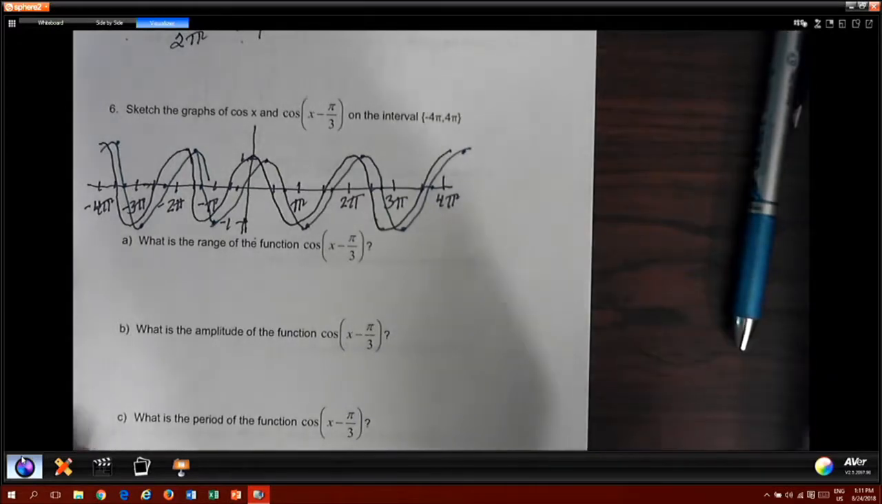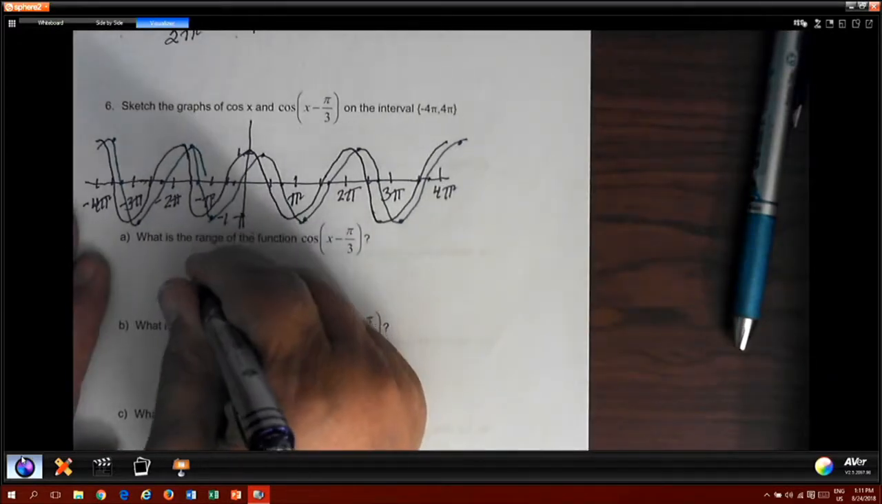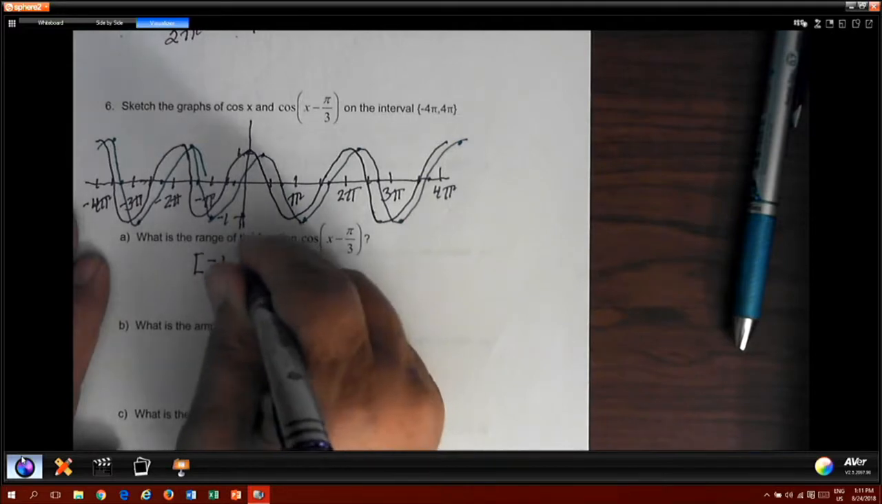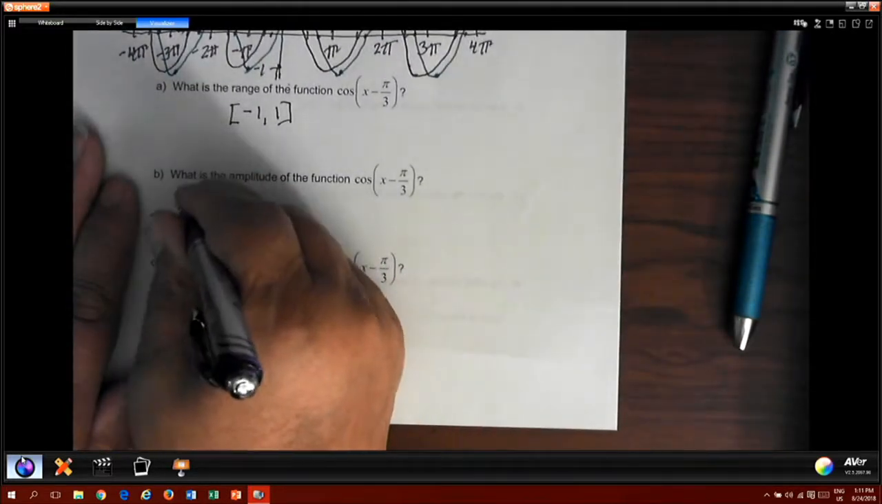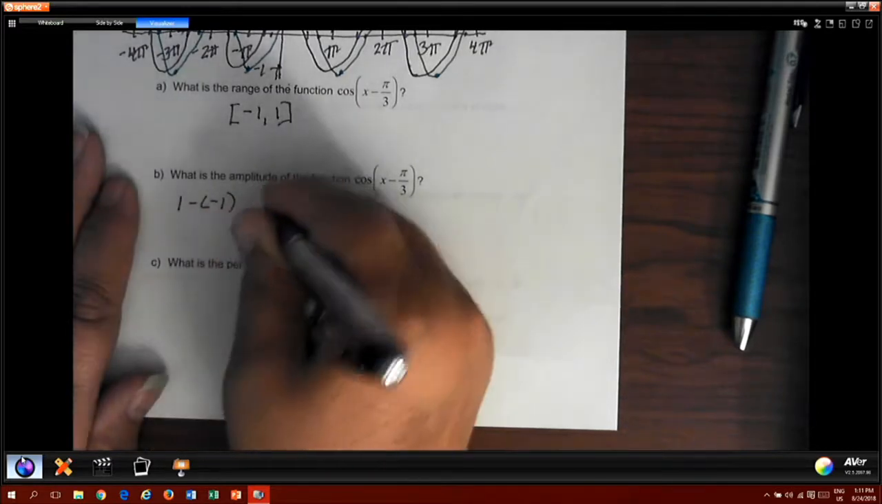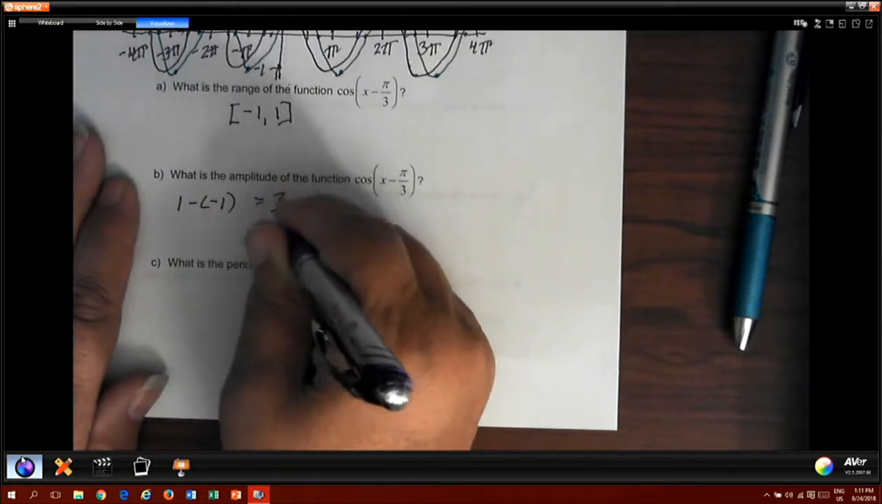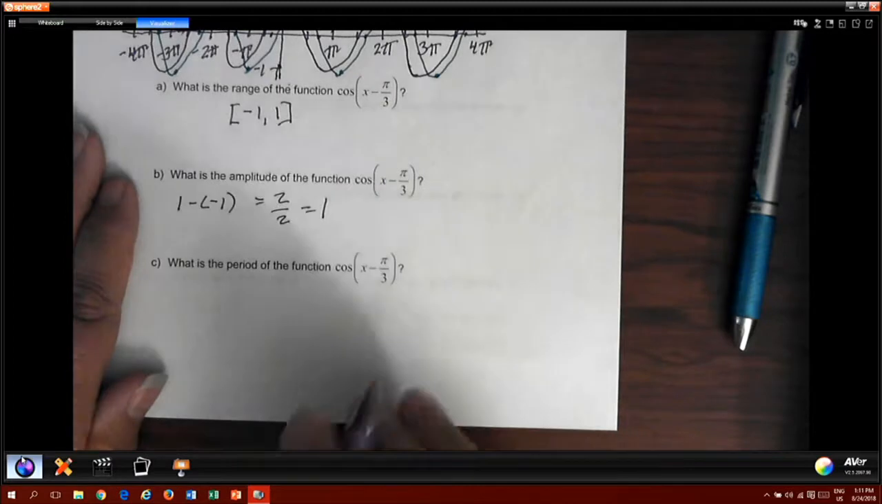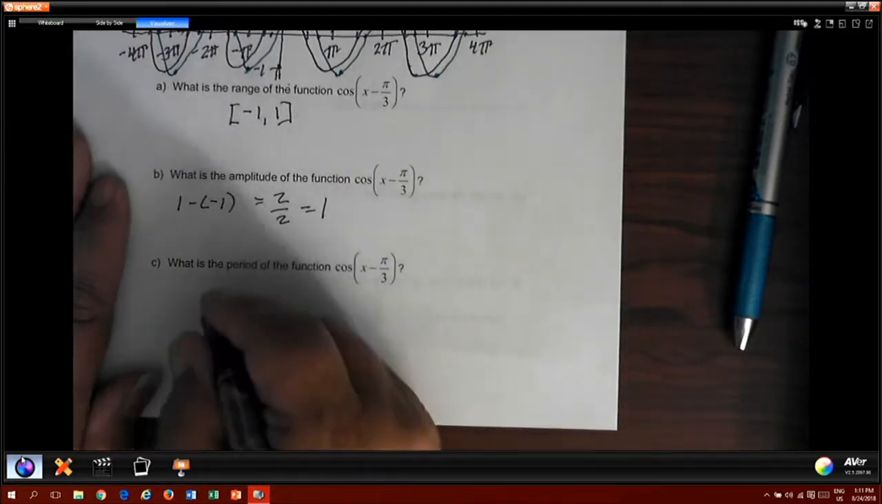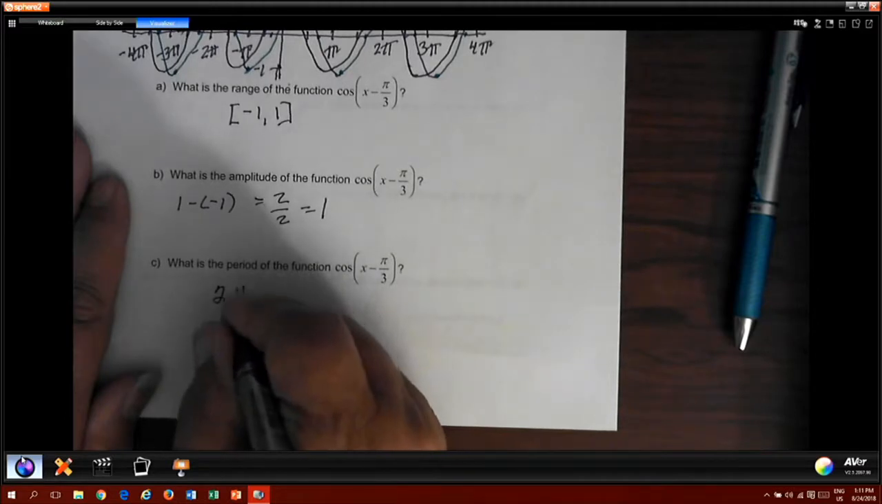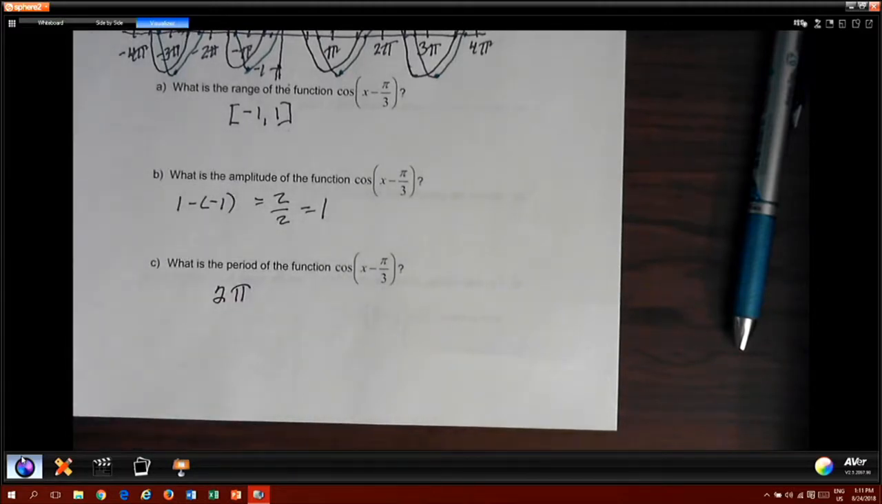Now the range is still negative 1 to 1 because we didn't affect that any. The amplitude is the 1 minus negative 1, gives us 2 over 2, gives us 1. And the period, we're not affecting the x, so the period is still 2 pi.